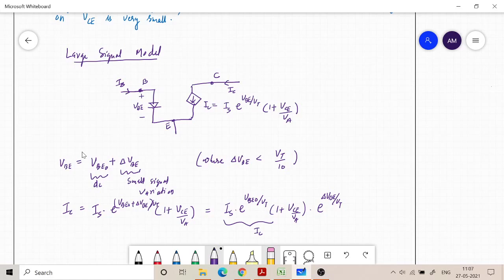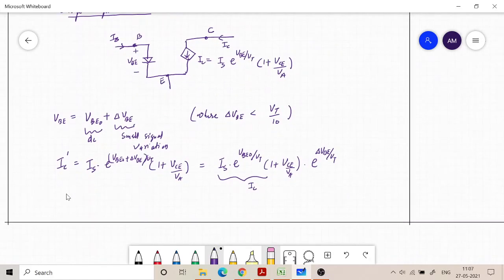So this is the new current, which I should call IC dash. Whatever was the earlier current, let us think of this as IC and this as IC dash. IC dash means it has both DC plus small signal, and IC means it has only DC. VBE0 is basically a DC. So this is equal to IC into, for the exponential term under small signal approximation, you can write it as 1 plus delta VBE by VT.